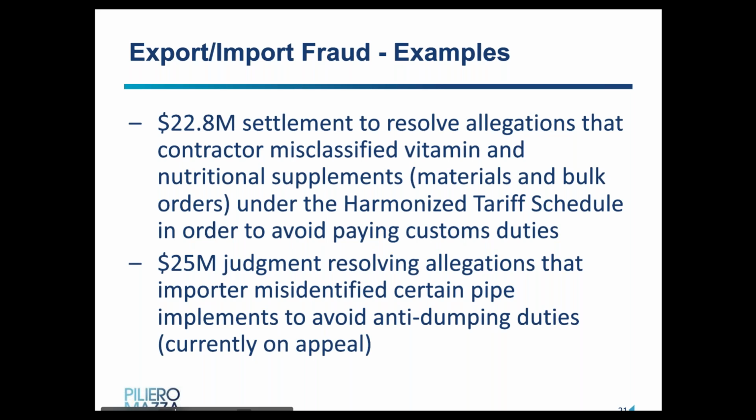Imports of raw ingredients and bulk vitamins as duty-free when they were actually subject to substantial customs duties. And then the second one here involved a judgment of $25 million where the importer identified butt weld pipe fittings as steel couplings. So they're changing the product identification, which allowed them to avoid $8 million in anti-dumping duties. Although they actually did identify those products as butt weld pipe fittings in marketing materials, which can go to the knowledge element there. That one's currently on appeal.